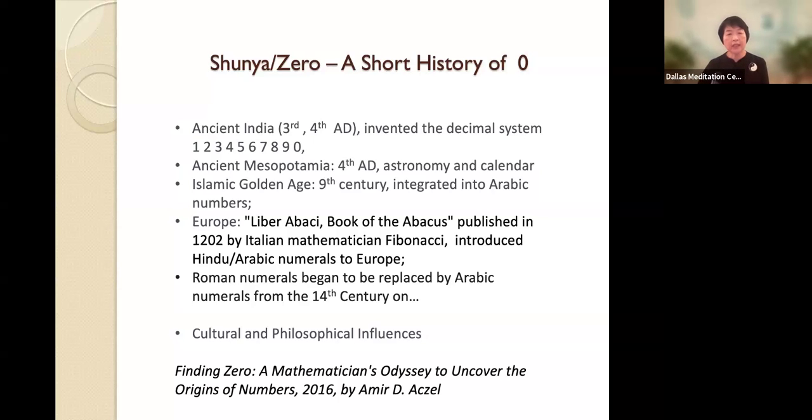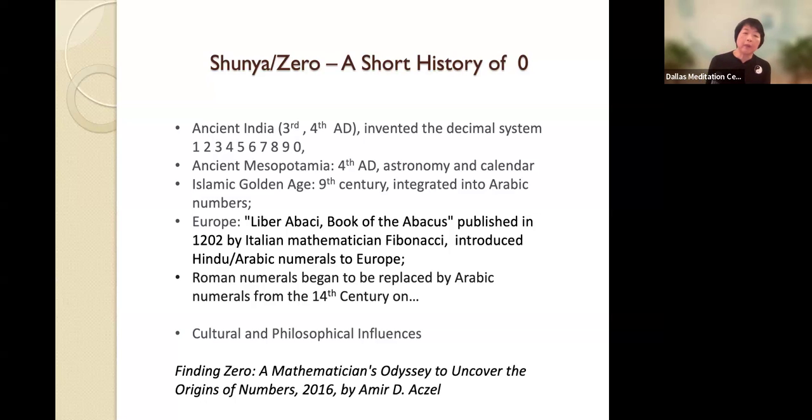So now the consensus is that 0 was first discovered in ancient India by the 3rd or 4th century. And they invented the decimal system. So now we have a 0. Before, many cultures had 1, 2, 3, 4, 5, 6, 7, 8, 9, 10, but there was no 0. So another source of origin is ancient Mesopotamia, 4th century AD. They had a very high level of astronomy and a calendar.